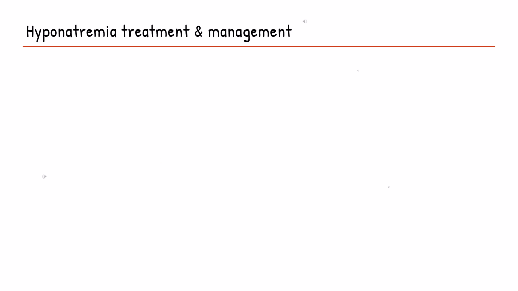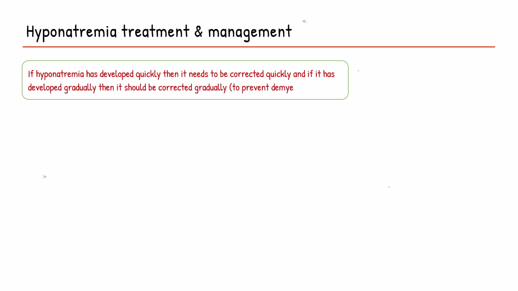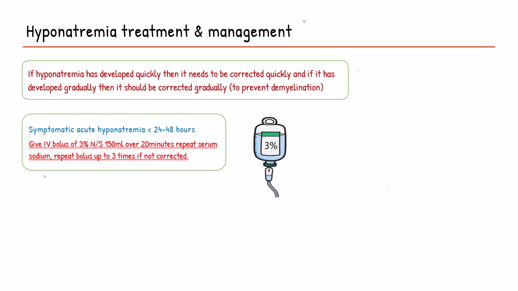Hyponatremia treatment and management. If hyponatremia has developed quickly then it needs to be corrected quickly and if it has developed gradually then it should be corrected gradually, to prevent demyelination. Symptomatic acute hyponatremia, less than 24 to 48 hours. Give a bolus of 3% N/S 150 ml over 20 minutes. Repeat serum sodium, repeat bolus up to 3 times if not corrected.